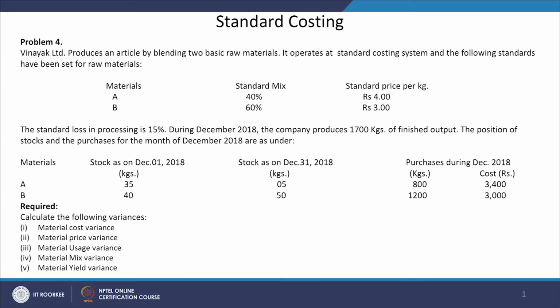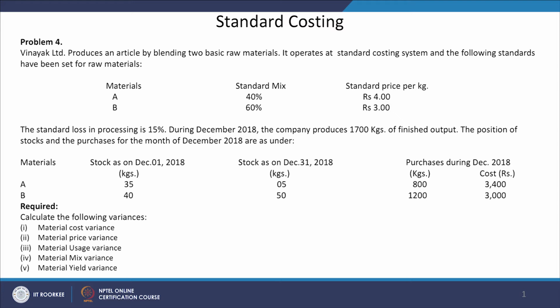Now further information given is the standard loss in processing is 15%. During December 2002 the company produced 1700 kgs of the finished output. The position of the stocks and the purchases for the month of December 2002 is as under.